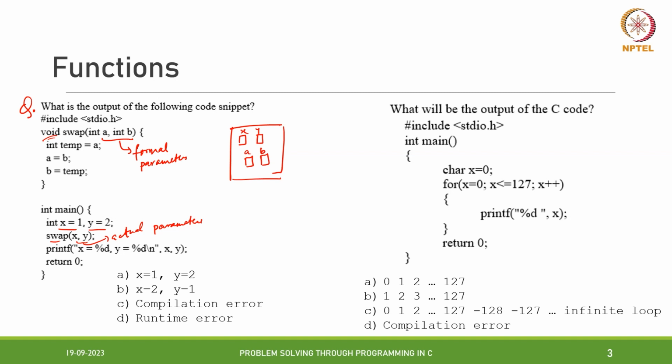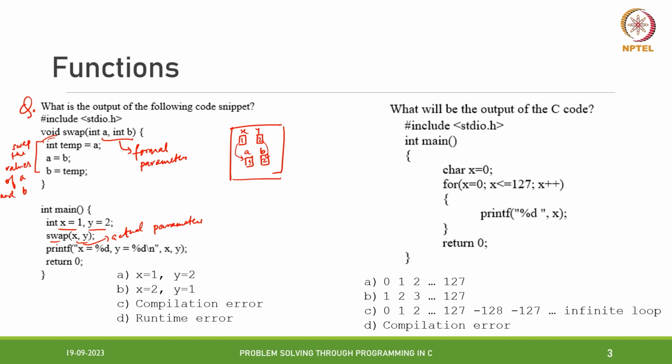So this has a value of 1 and this has a value of 2. So this value will get copied here and this value will get copied here. So that is what will happen. So any change you make to the values itself in a and b will not really affect x and y. Okay, because x and y are basically different memory locations, and here this is only swapping the values of a and b, which are actually different memory locations than x and y.